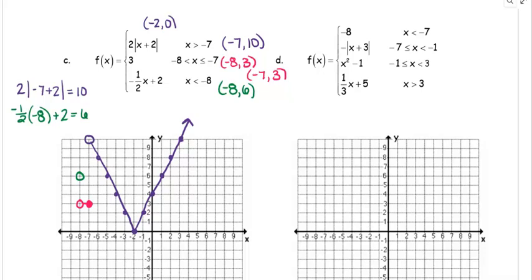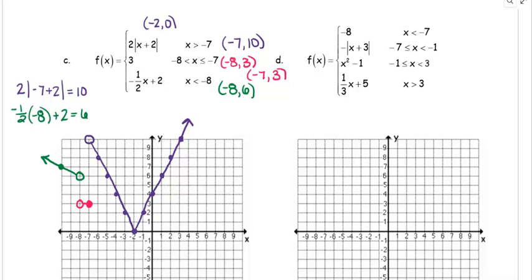Now I do want everything plotted to the left here. I see that this is a negative sloped line, and keep in mind a negative sloped line looks something like that. So as I am moving to the left here, notice that the line is going up. I'm going up 1 and over 2, and then I can connect the dots there. I've got my piecewise function.